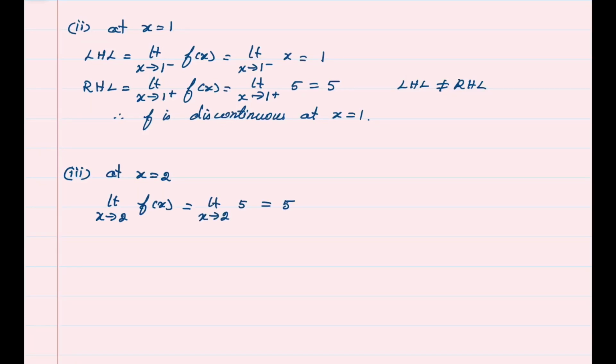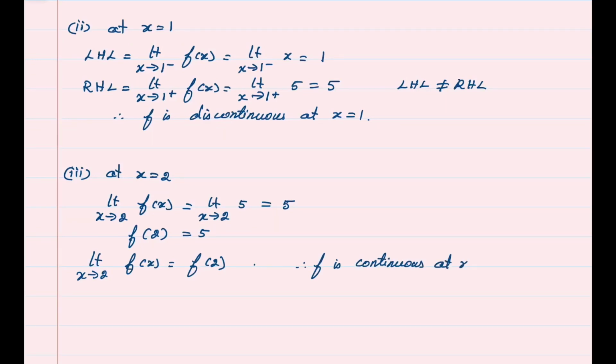The answer is 5. And f of 2 is also 5. Limit extending to 2 of f of x and f of 2 are equal. Therefore, f is continuous at x equal to 2.